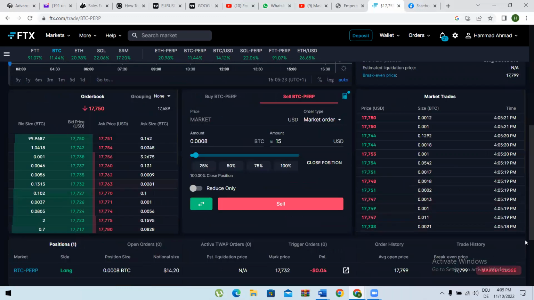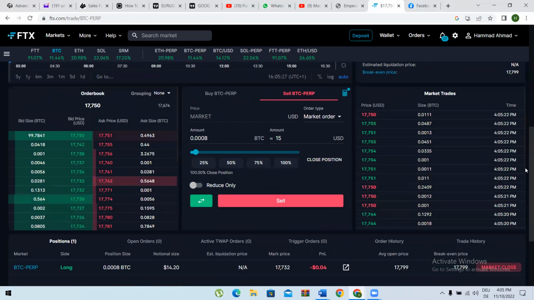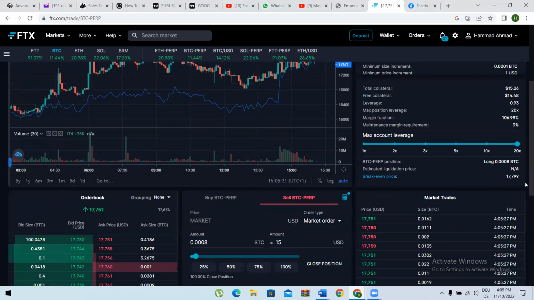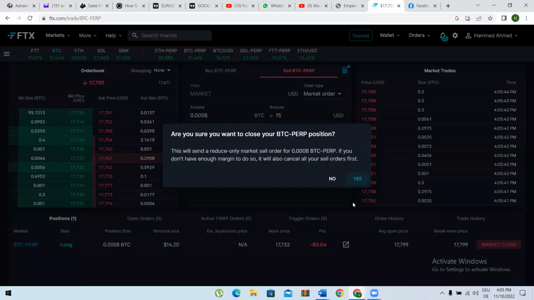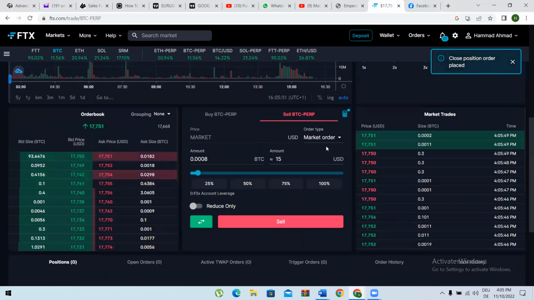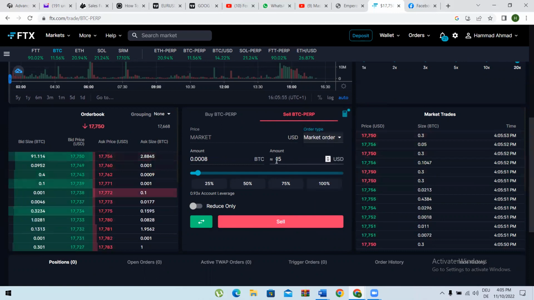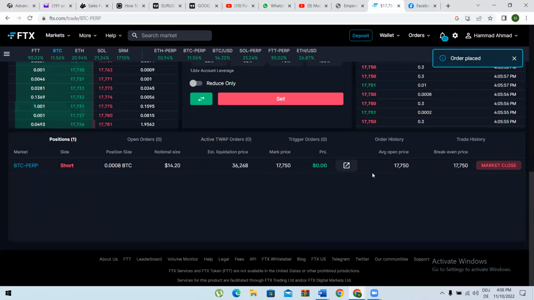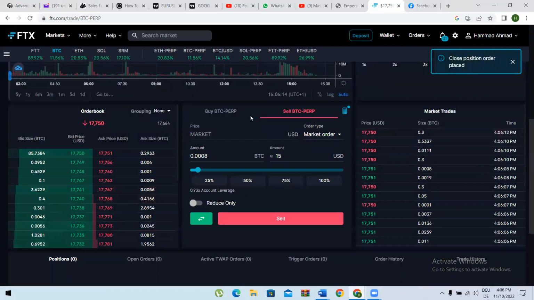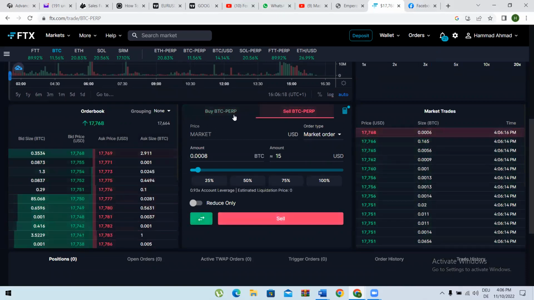So you can trade on both sides, in both directions. This is a benefit of futures trading. We can close this order, and then I can show you how we can short. For 15, I put sell, and my trade starts. Then I can close it at the market price, like this. This is how you can long and short. You can trade in both directions.